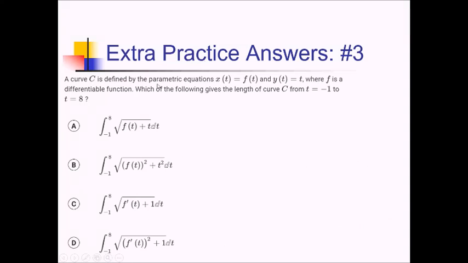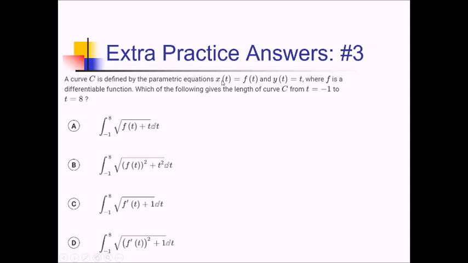For this one, we have a curve defined parametrically by x of t equals f of t, and y of t equals just t. F is a differentiable function. Okay, that's good to know. We want to know which is going to give us the length of curve C from time -1 to time 8. So we need to figure out, for arc length here, we need the derivatives of x and y.